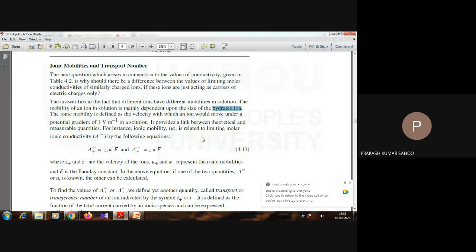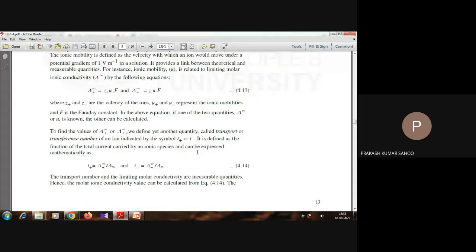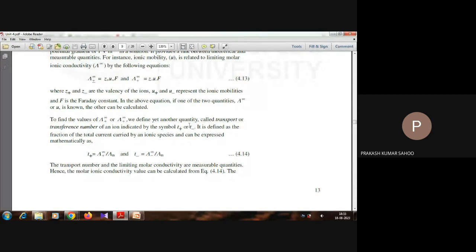Then we have the limiting molar ionic conductivity, lambda infinity, for your positive ion. It will be Z plus U plus F, where Z plus and Z minus are the valencies, U plus and U minus are the ionic mobilities, and F is the Faraday. You have to remember this equation: molar conductivity at infinite dilution for the respective ion equals valency times ionic mobility times Faraday. There is another quantity known as transport number or transference number, indicated by T plus and T minus. It is defined as the fraction of total current carried by an ion species.